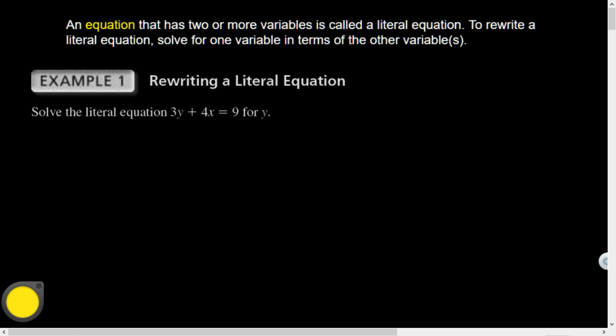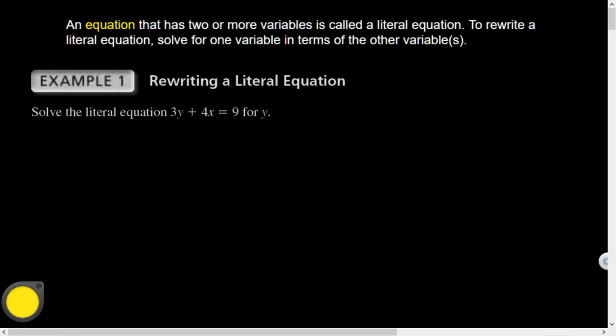But today we're talking about rewriting formulas and rewriting literal equations. The actual title is Rewriting Equations and Formulas. So this is 1.5 from your Big Ideas Algebra 1 textbook, by the way. So here we go.